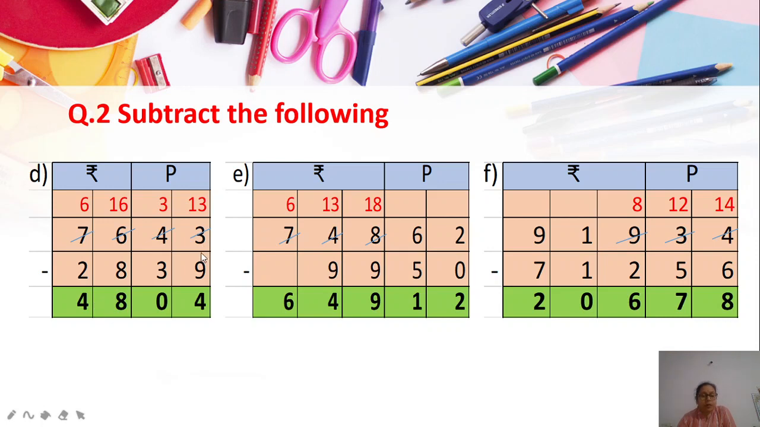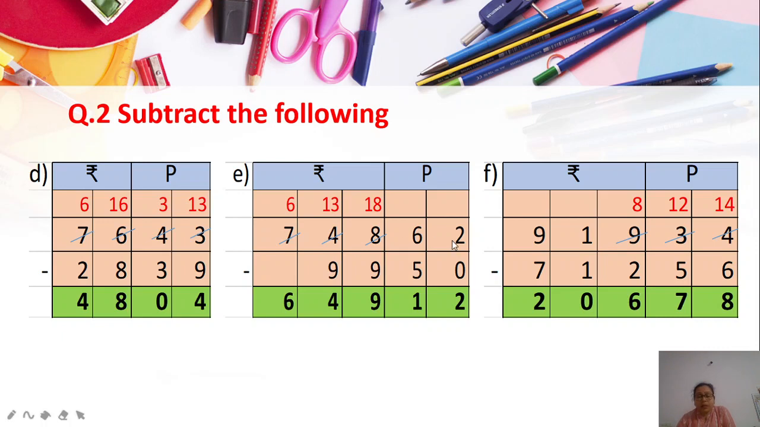Just look here. 3 minus 9 was not possible. So we made it 13. 13 minus 9, we got answer 4. 4 became 3 now as we borrowed. So 3 minus 3 will be 0. Here 6 minus 8 not possible. So we made it 16 by borrowing. Now 16 minus 8 we will get answer 8. And after borrowing, my 7 becomes 6. 6 minus 2 I got answer 4.